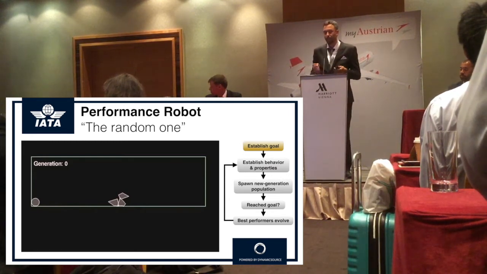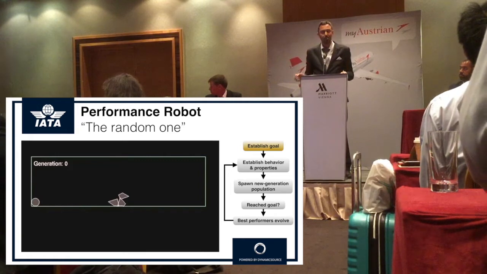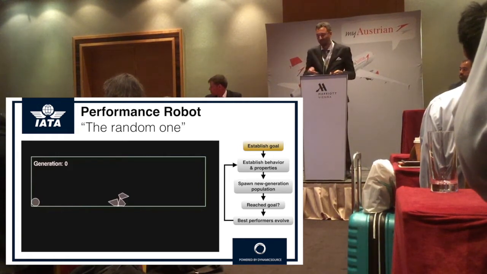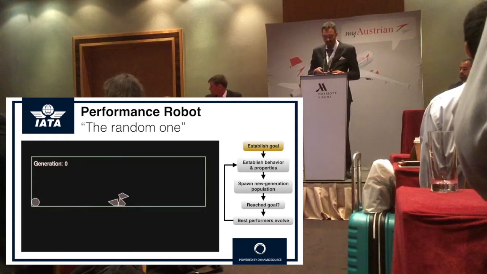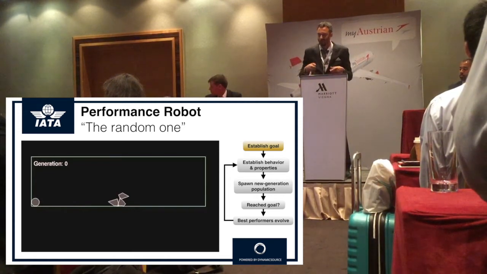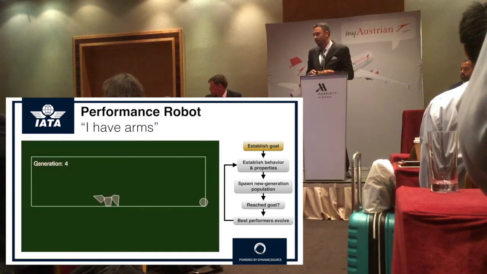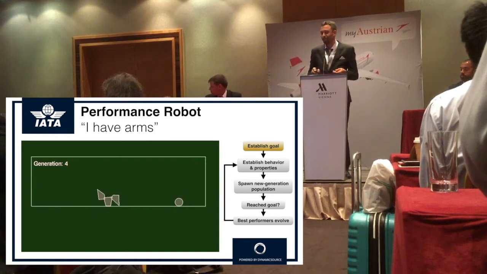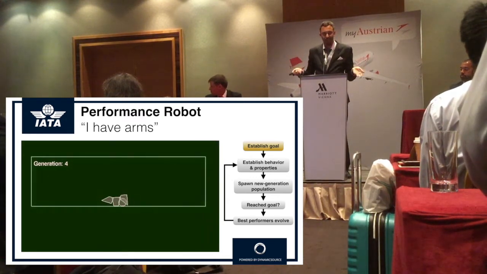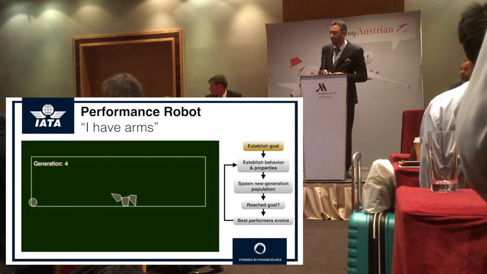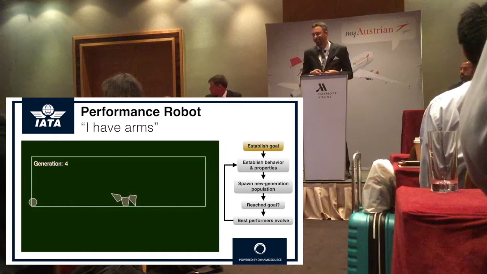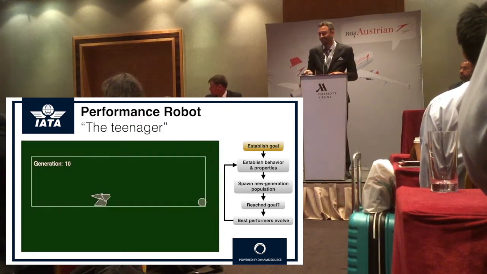And let's say that maybe 50 of these creatures were quite successful in lifting their limbs, so they didn't touch the ball a lot, so to say. Then you take these creatures and you evolve a new generation. If we fast forward to generation 4, we can see that this one had started to notice it has arms and lifts them up. Then you take the best performers of this generation, and now we end up with generation 10, which is the teenager. It's just sitting there, not really caring.